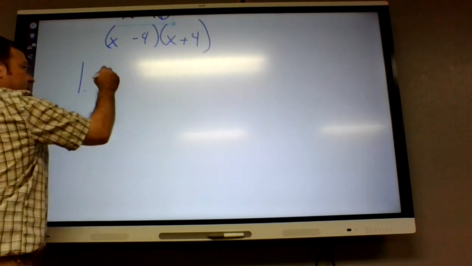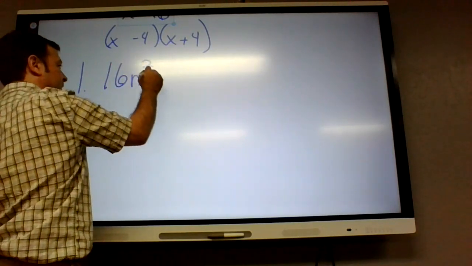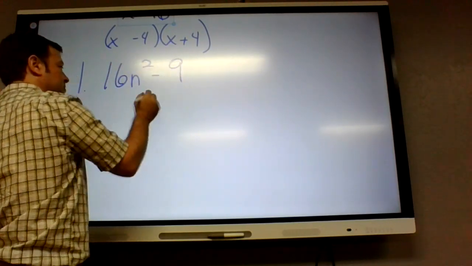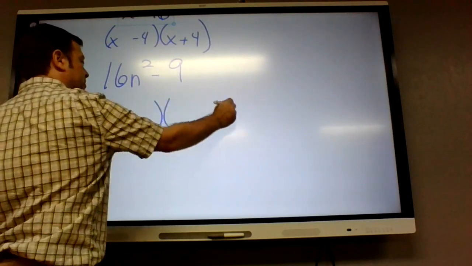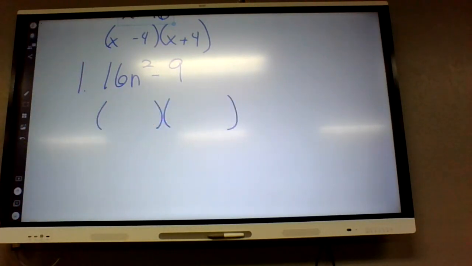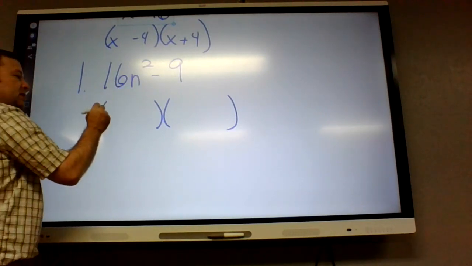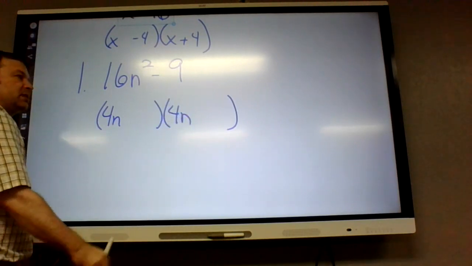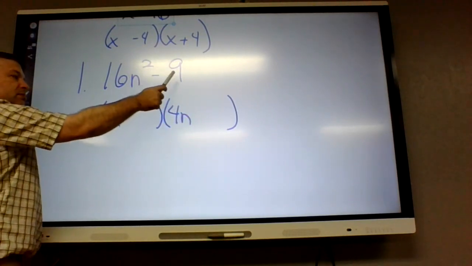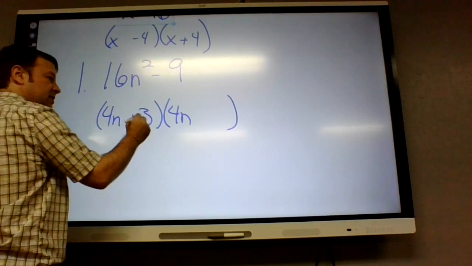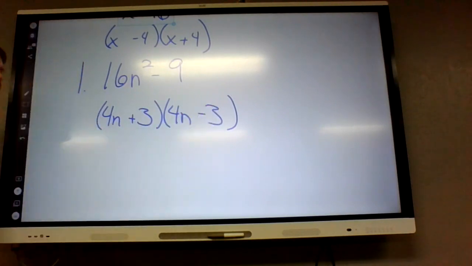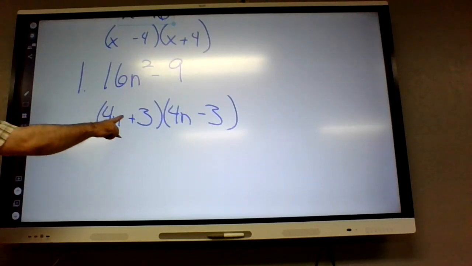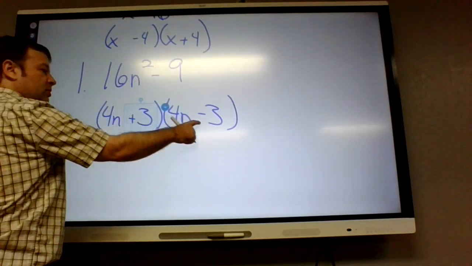16n squared minus 9. Is that a square minus a square? Yes, because what squared equals 16n squared? What times what equals 16n? 4n. 4n times 4n. And then plus 3 minus 3. So they almost look identical, right? The only difference is there's 1 plus and 1 minus.